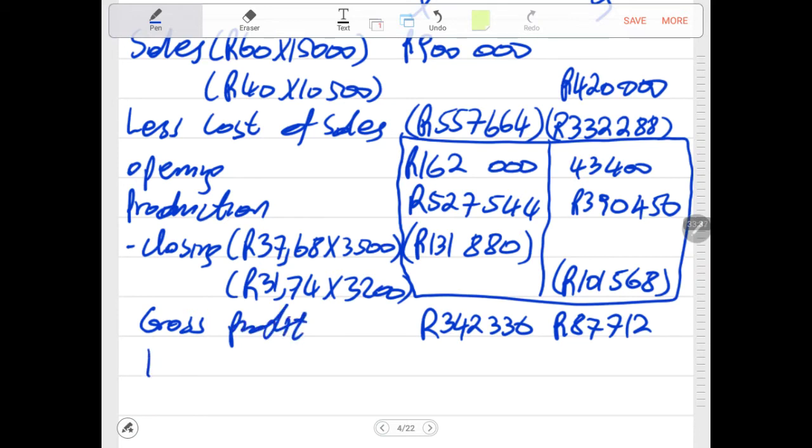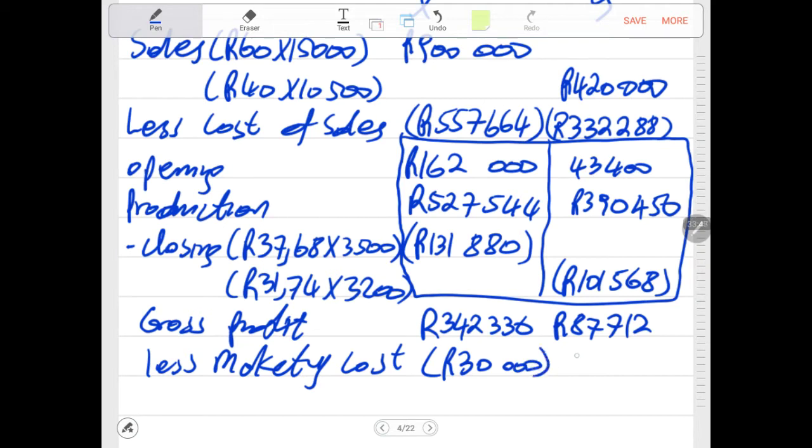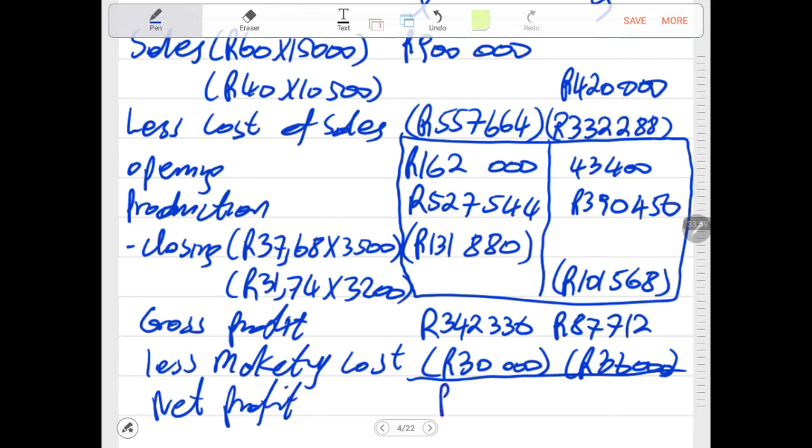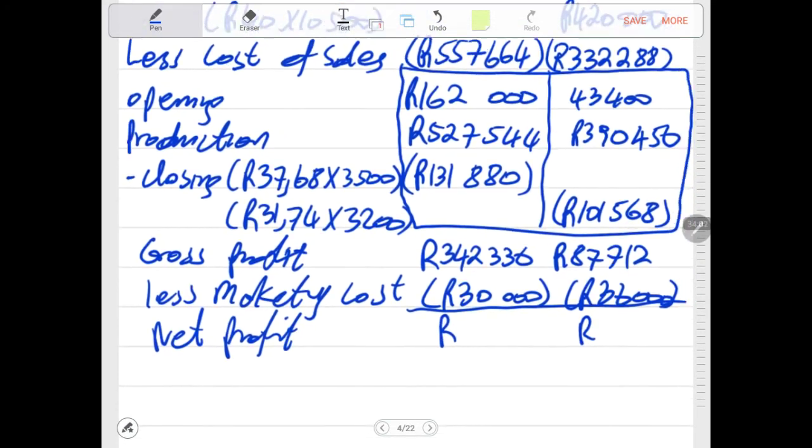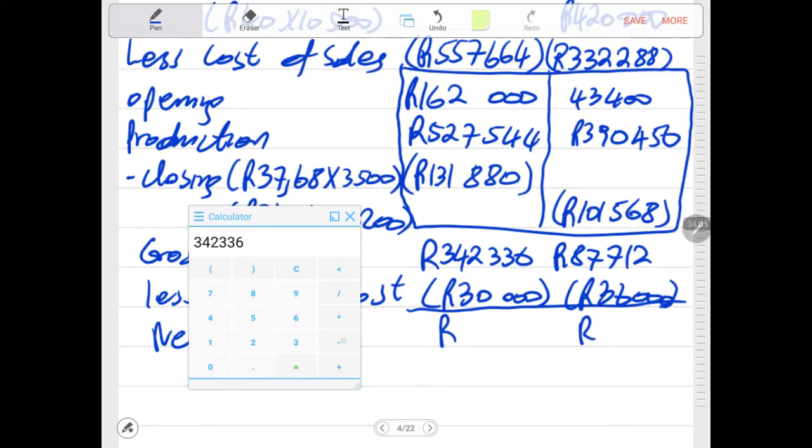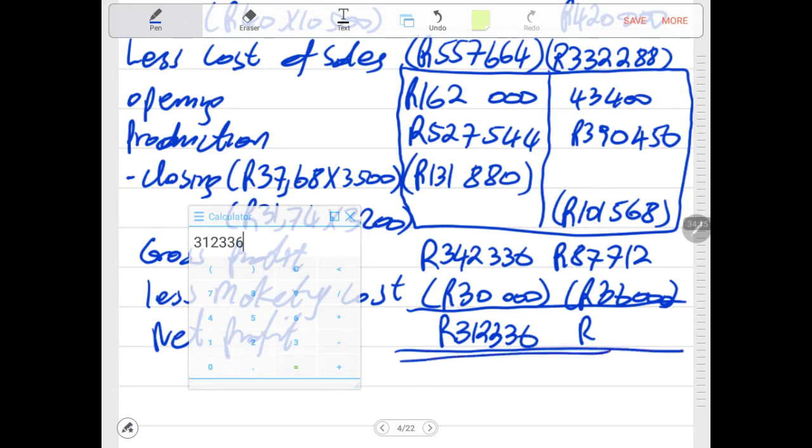So now we can also say less marketing cost. Our marketing cost was given as 30,000 here and 36,000 here. Remember, this is not required, but when you're required to calculate the net profit, you'll have to deduct the non-production cost. Then this will be minus 30,000. Then we get to 312,336. That will be the net profit for product X.